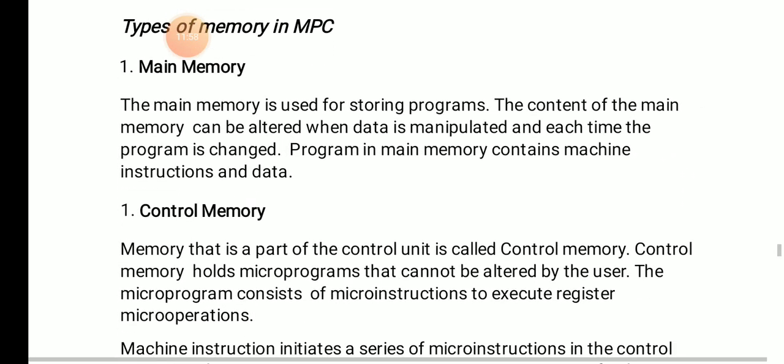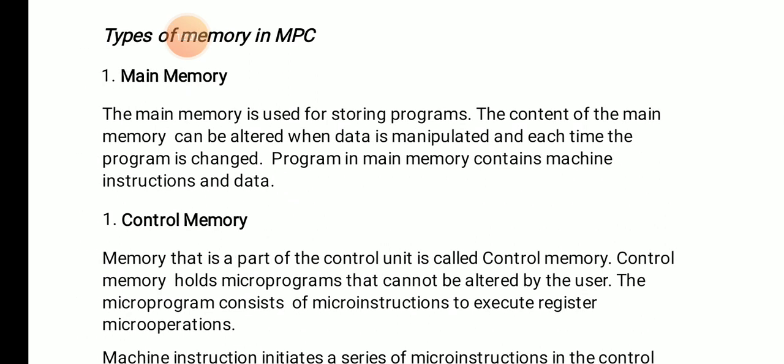First one, main memory. The main memory is used for storing the programs. The content of the main memory can be altered when data is manipulated, and each time the program is changed. The program in main memory contains machine instructions and data.